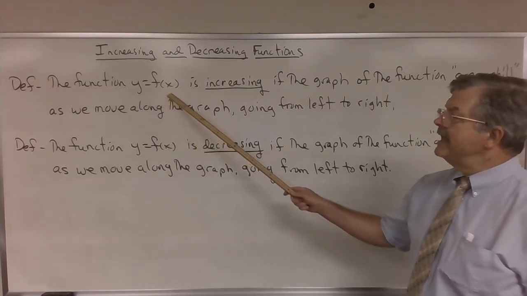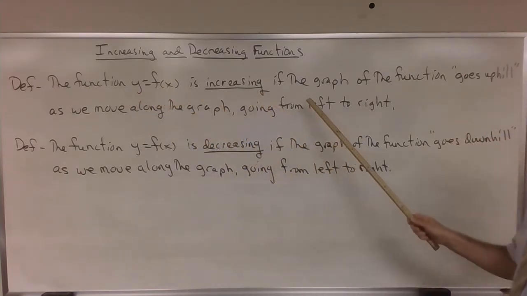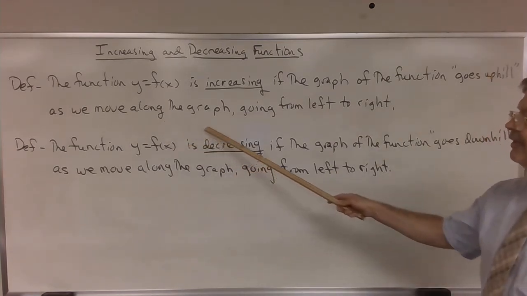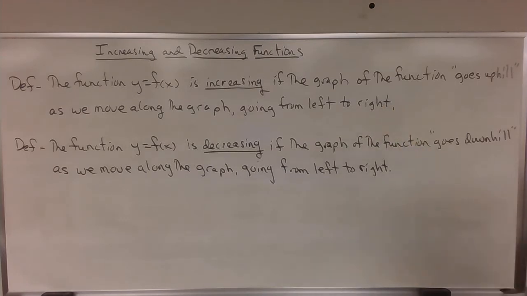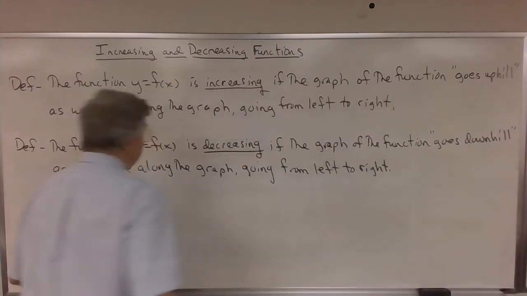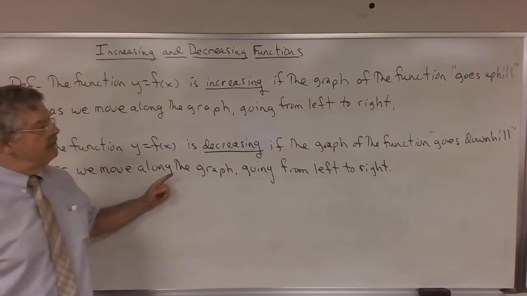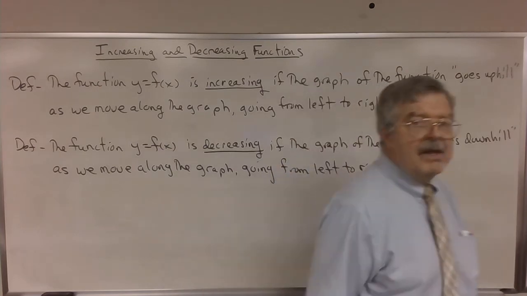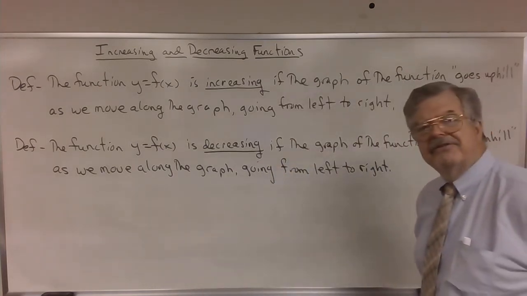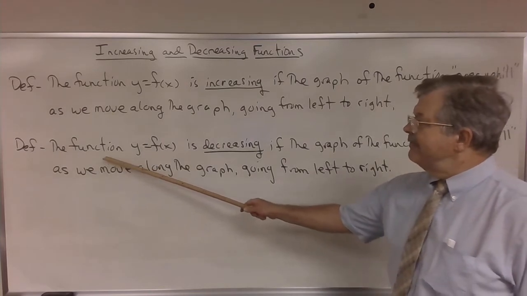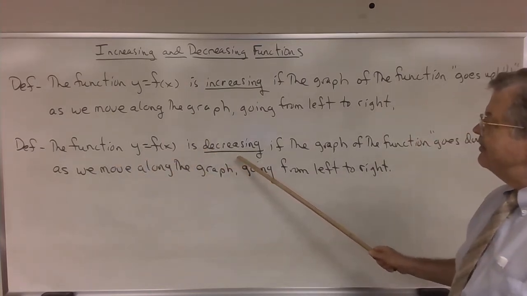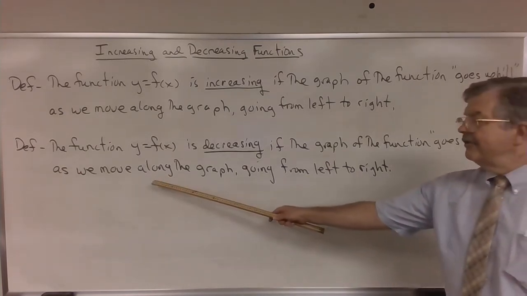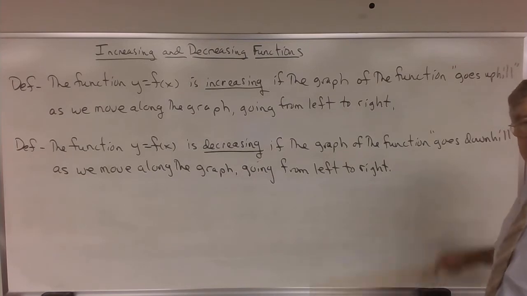The function y equals f of x is increasing if the graph of the function goes uphill as we move along the graph going from left to right. So if we move along the graph going from left to right and the graph goes uphill, it's increasing. We define decreasing functions analogously. The function y equals f of x is decreasing if the graph of the function goes downhill as we move along the graph going from left to right.